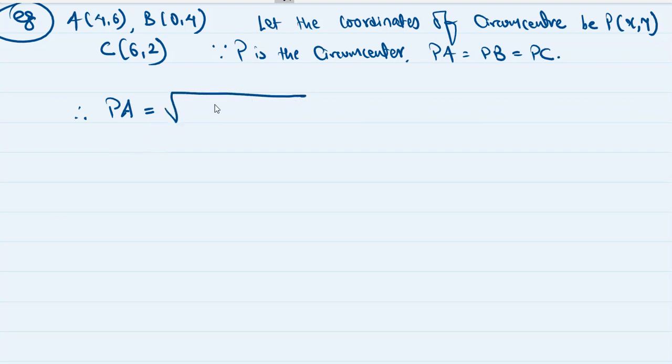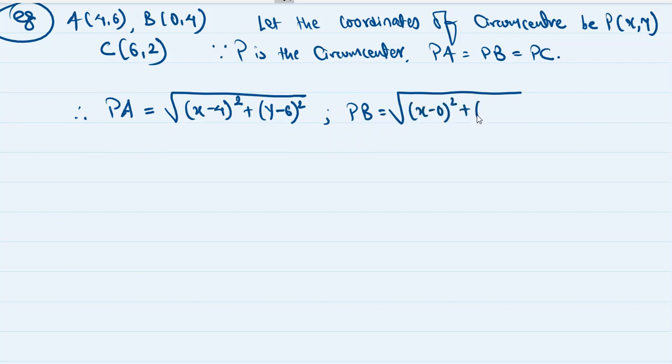PA is equal to under root of (x minus 4) the whole square plus (y minus 6) the whole square. This is PA. Similarly, PB will be equal to under root of (x minus 0) the whole square plus (y minus 4) the whole square. And PC would be equal to under root of (x minus 6) the whole square plus (y minus 2) the whole square.